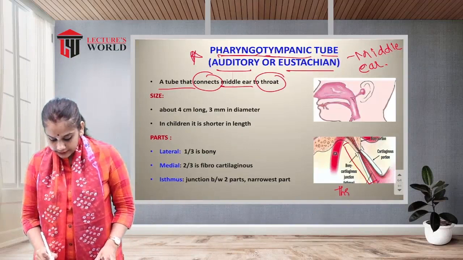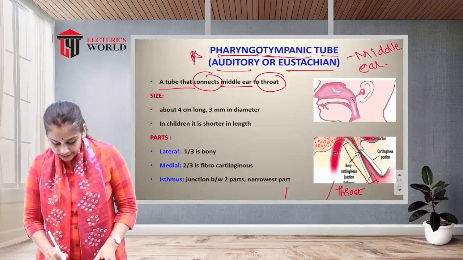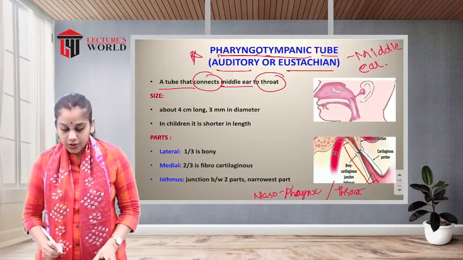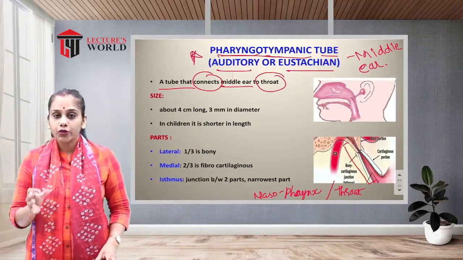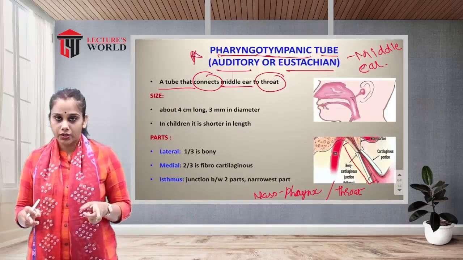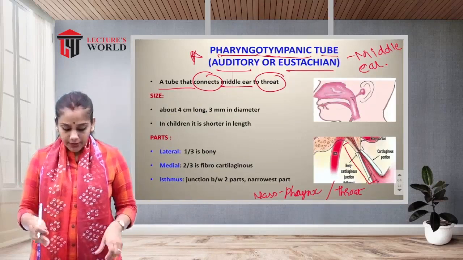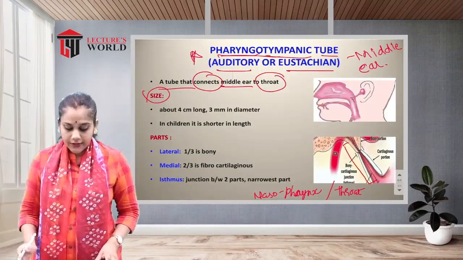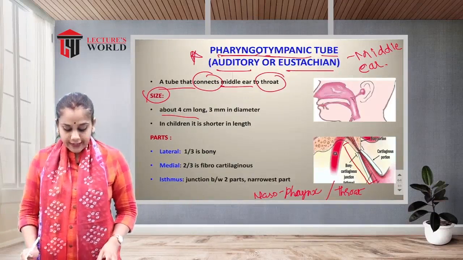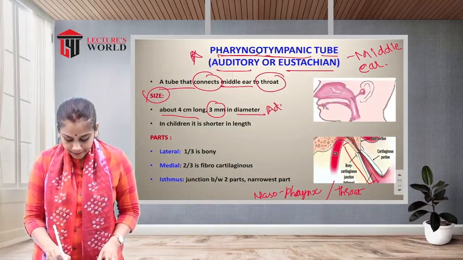It is connected to the pharynx, into the nasopharynx. So this is a tube-like structure that connects the ear and the throat, and will open into the nasopharynx of the person. The size of the auditory tube, or eustachian tube, is about 4 cm long and 3 mm in diameter in an adult.